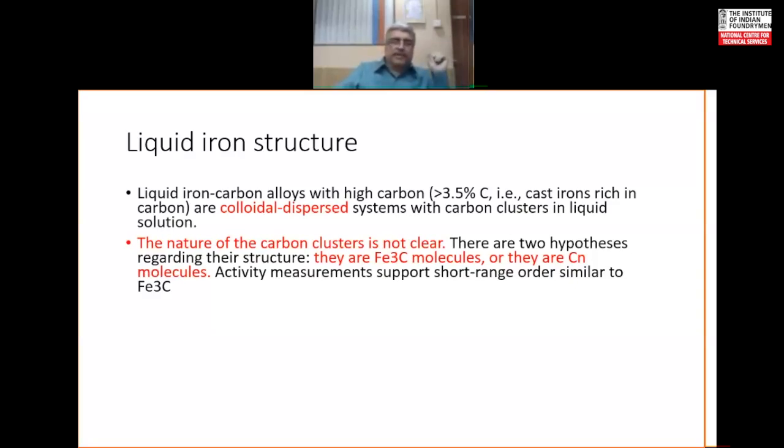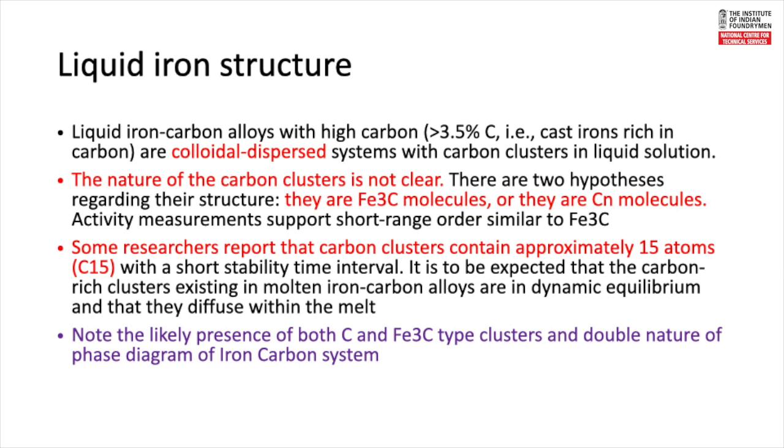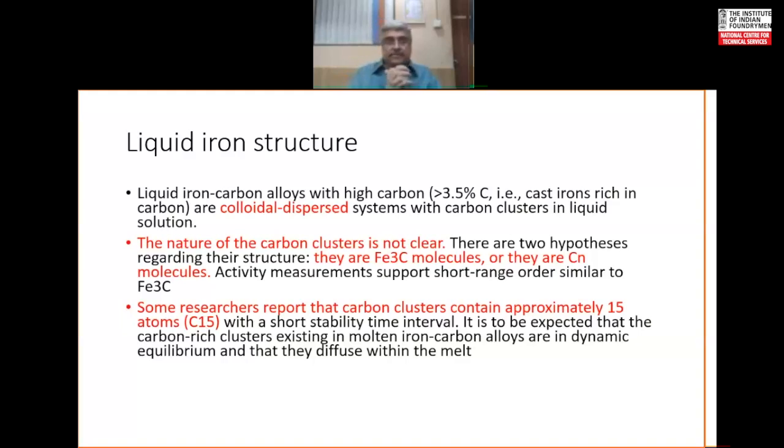Different researchers, in different ways, have measured this, and the activity measurements show that the short range order is very similar to Fe3C. What is meant by short range order is over a shorter distance. We are talking about atomic distances. They appear to be similar to Fe3C, while some other researchers have reported that carbon clusters contain approximately 15 atoms, and they have stability for a short time period.